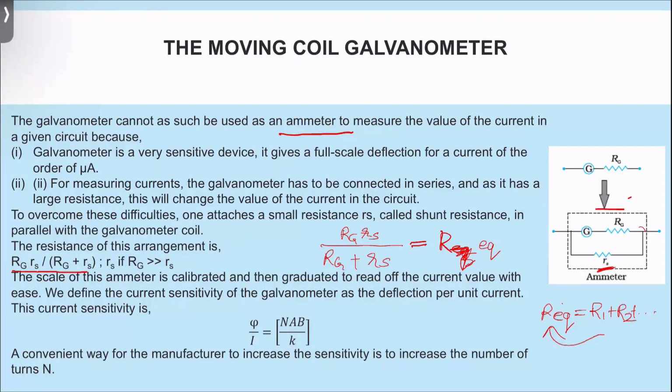Now, for the current sensitivity of the galvanometer, due to the current that is passing, you can write phi by I is equal to NAB by K. Over here you can see that if you increase any of these values, you will get an increased current sensitivity. Usually the variable that actually controls this is n, the number of turns. So to increase the sensitivity of the galvanometer, we can increase the number of turns n.